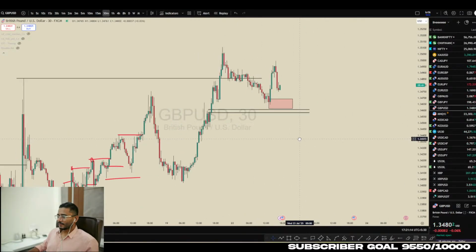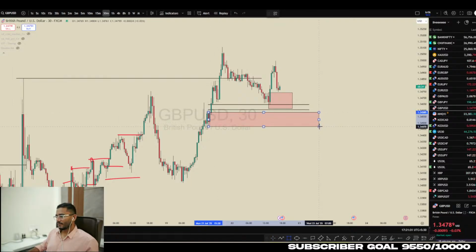On GBP USD, on 30 minutes, we can see we have this imbalance, and price fulfilled this imbalance and created a new high. So what we have to do is, now we can see there is this order block which swept out the liquidity and fulfilled this imbalance. Another order block which is there, which is this one.